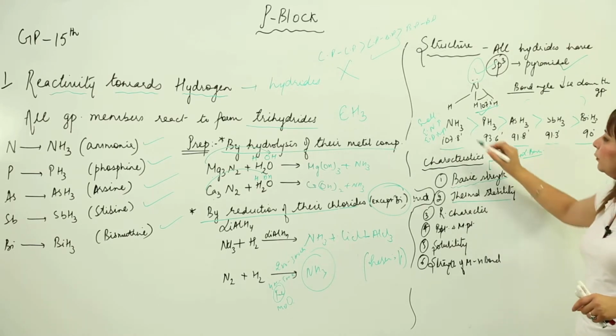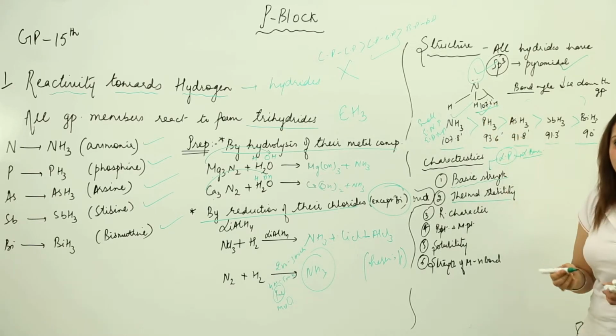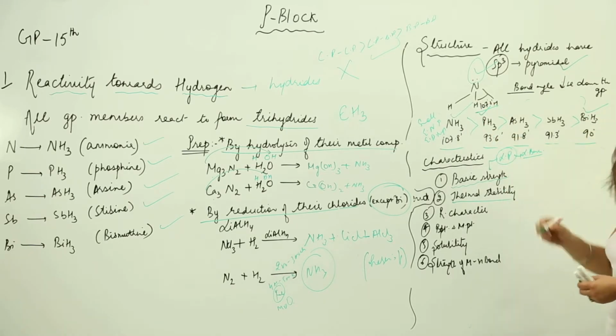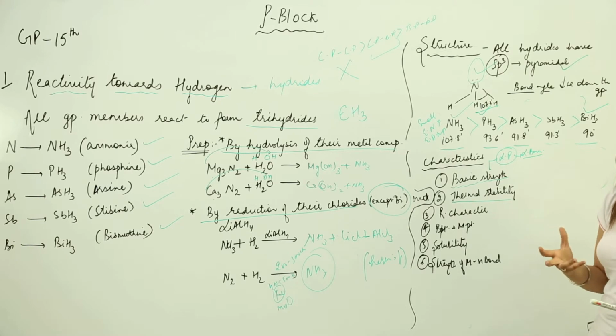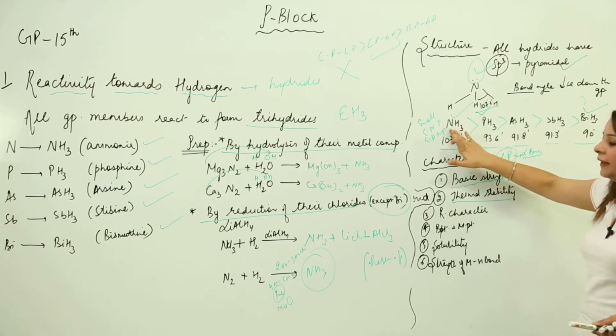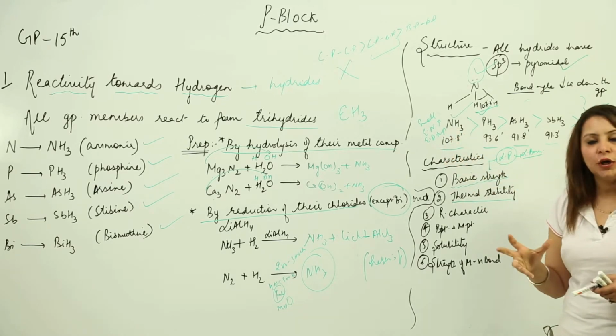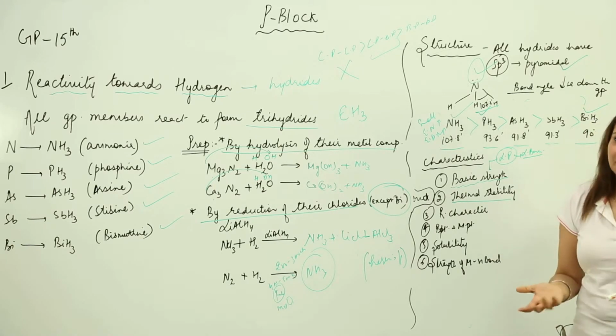So we see that it will also again form the same order: the NH3 bond will be more strong, and bismuthine will be the least thermally stable. We can heat it and it will get separated, but NH3 will be quite stable. The reason being, we know that a small cation can stabilize a small anion and a bigger cation can stabilize a bigger anion.